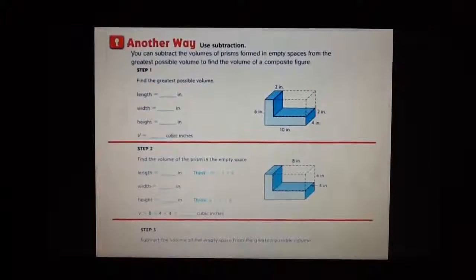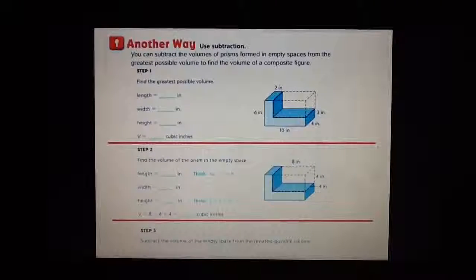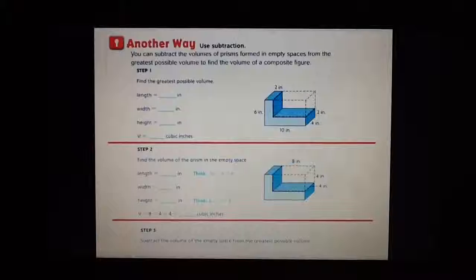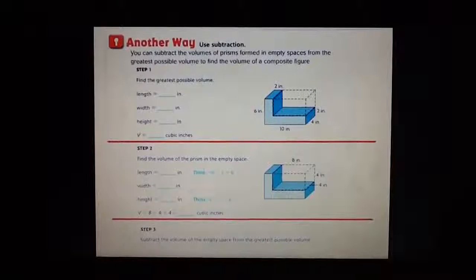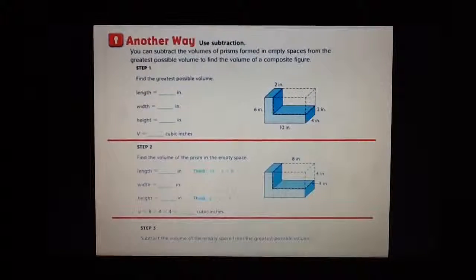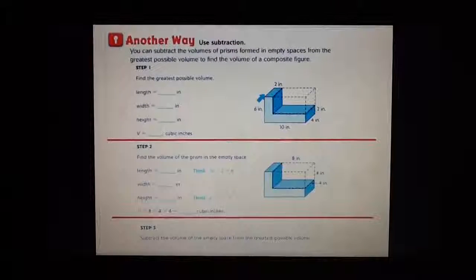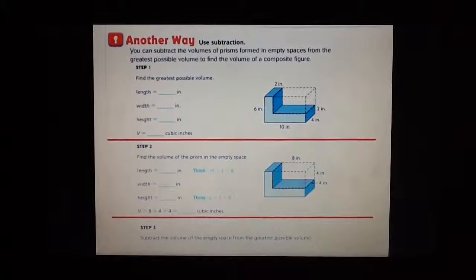The subtraction method. You can subtract the volumes of prisms formed in empty spaces from the greatest possible volume to find the volume of a composite figure. Here's step 1. You have to find the greatest possible volume. In other words, you have to look at this as if you had the entire rectangular prism filled in completely. So we would have length times width times height of this rectangular prism.